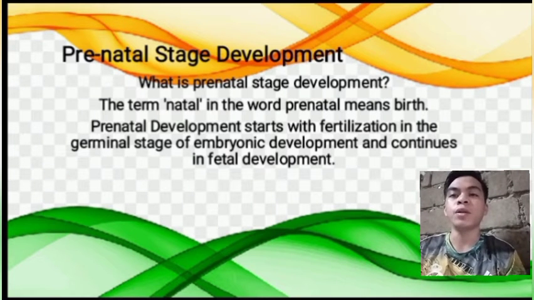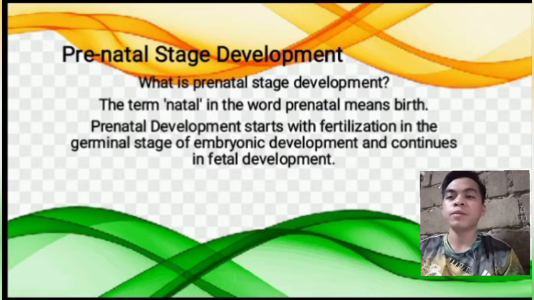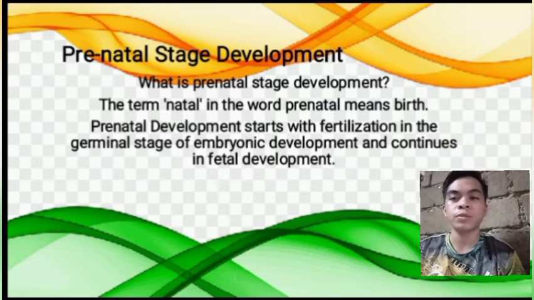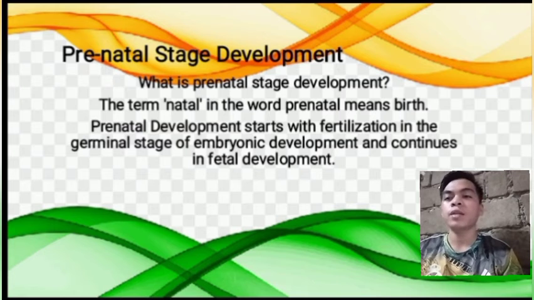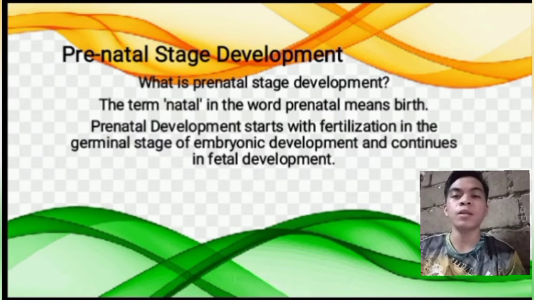Prenatal stage development. So, what is prenatal stage development? The term natal in the word prenatal means birth. Prenatal development starts with fertilization, in the germinal stage of embryonic development, and continues in fetal development until birth.